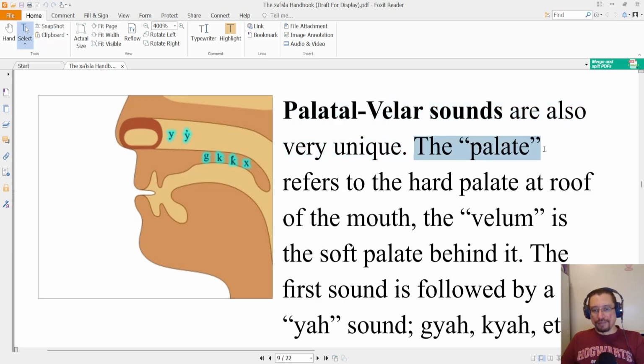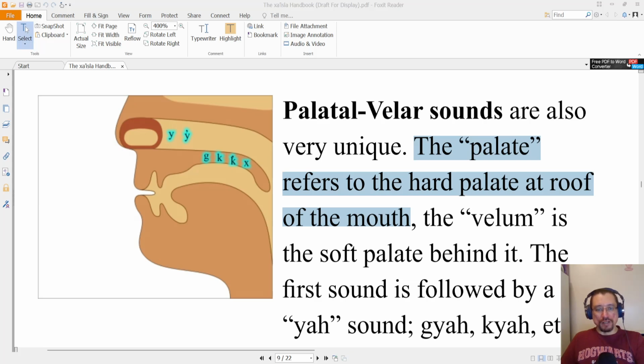The palate refers to the hard palate at the roof of the mouth. So if you've been paying attention since the beginning, the sounds that we started off with were here at the lips. So we started at the front of your vocal tract, and we've been slowly moving our way back. Now we're at the roof of the mouth. So this part here at the very center of the roof of your mouth is called the palate, also referred to as the hard palate. So that's why these letters are here.